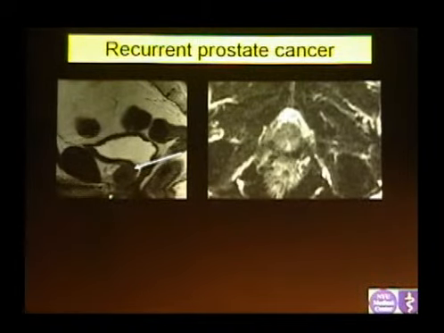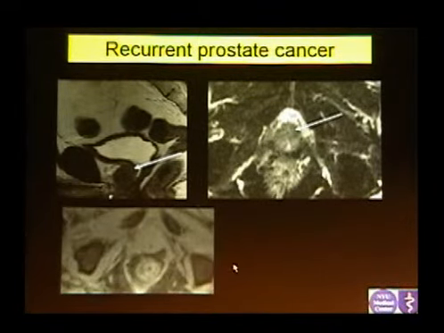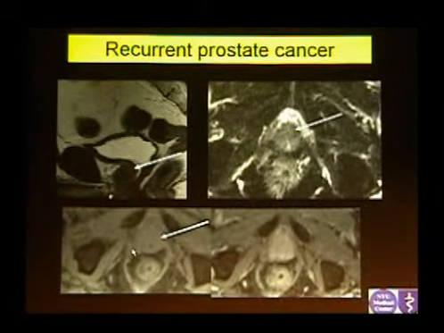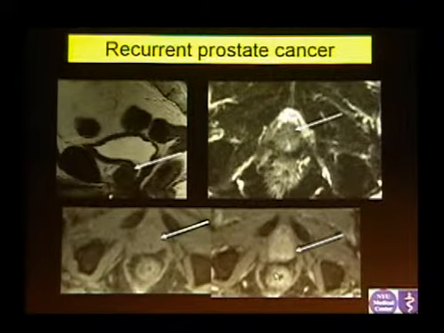This is a STIR or T2 sequence where you see something in there, also a round soft tissue mass that's a little bit low T2 signal. But then you see clear enhancement of that mass. This is pre-contrast and this is post-contrast, so you see clear enhancement. So this is a recurrent prostate cancer. Yes?